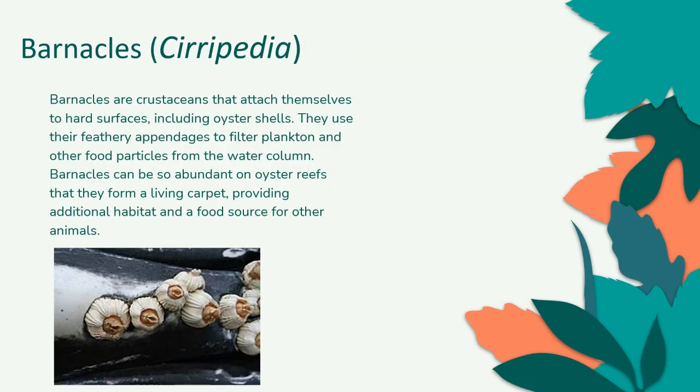Barnacles are crustaceans that attach themselves to hard surfaces, including oyster shells. They use their feathery appendages to filter plankton and other food particles from the water column. Barnacles can be so abundant on oyster reefs that they form a living carpet, providing additional habitat and a food source for other animals.